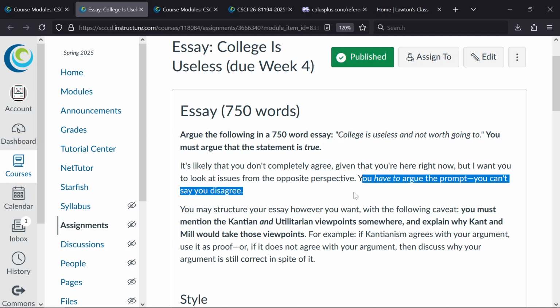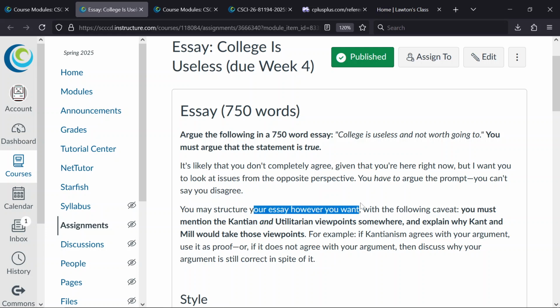You have to argue the prompt. I will give you a 0 if you say you disagree at all. Does that make sense? You have to tell me why college is useless. You get that? It's a fun prompt. And so I'm pretty lenient in the way that you want to structure your essay. You can do it however, as long as I can read it. Eventually I will give you some citation requirements, and I will be picky on those, but there's no citation requirement for this essay. I just want to hear your thoughts.